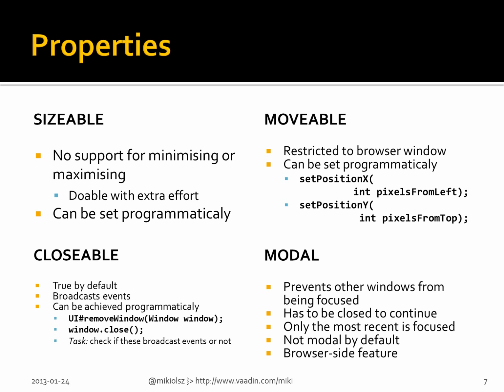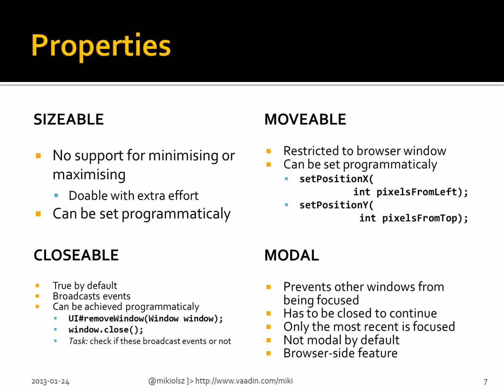Windows or sub-windows are also movable. Again, moving is restricted to the browser window and can be set programmatically, so you can position your window the way you want by calling setPositionX and setPositionY, pixels from left and pixels from top accordingly. Closable is another property, so each sub-window by default is closable, meaning that there is an X in the upper right corner of the window which, when clicked, closes the window. Closing a window broadcasts events which we can catch, so we can, for example, update the database when the user has closed the window.